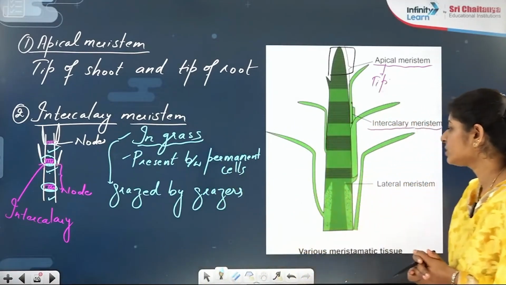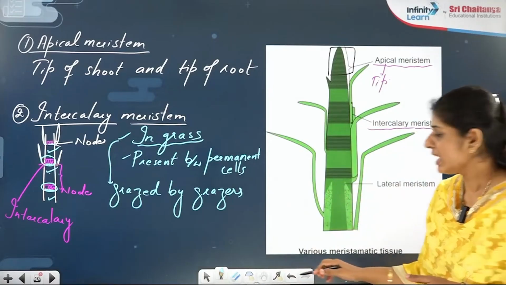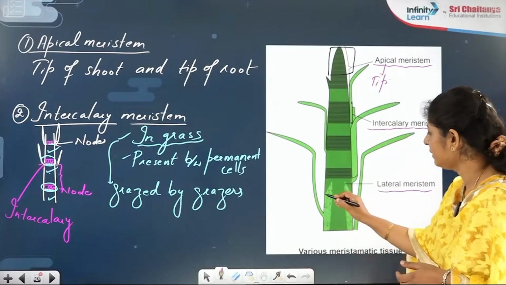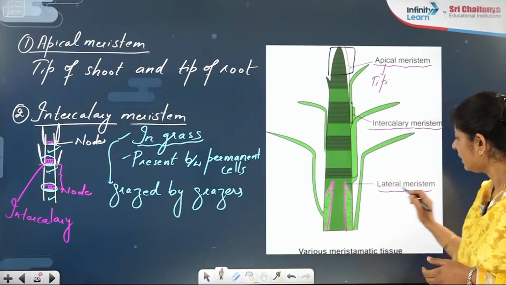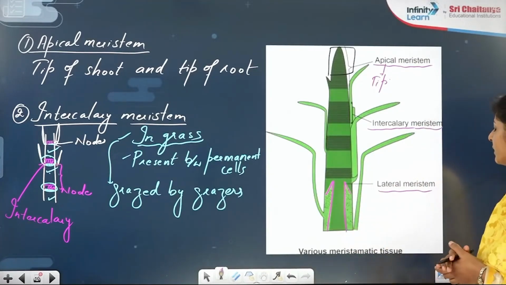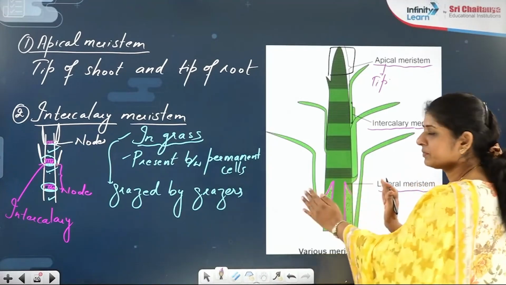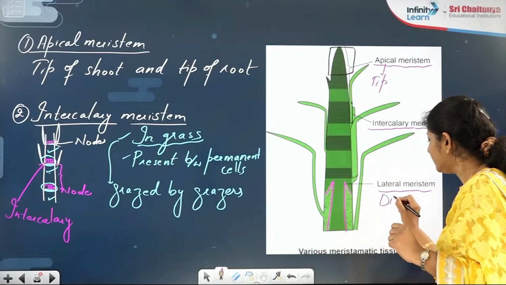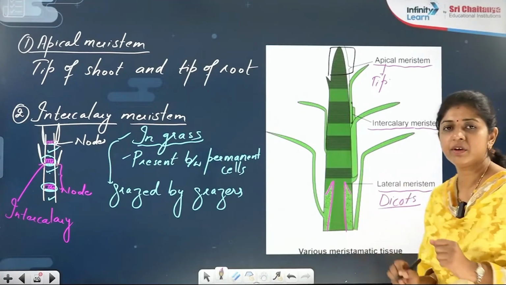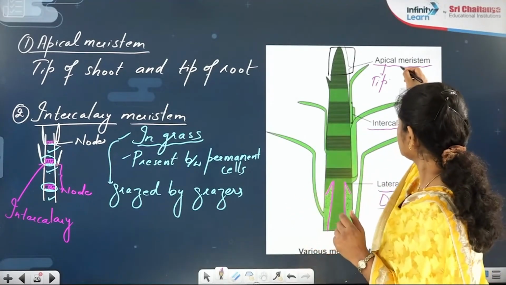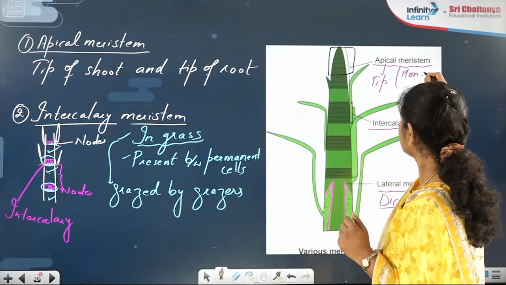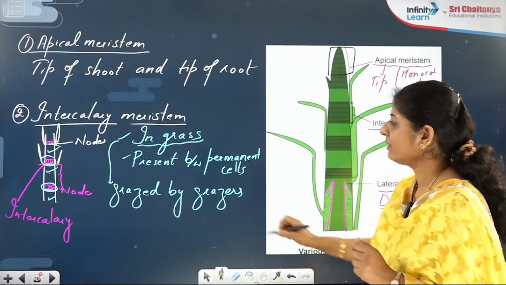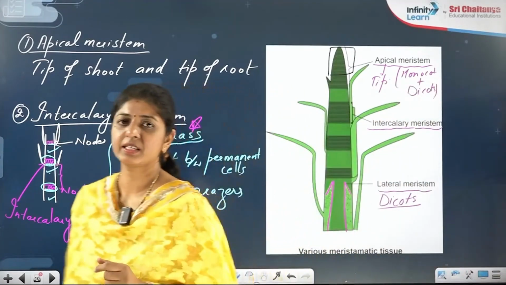Now, third, we have to discuss the lateral meristem. As the name indicates, it is in a lateral position, like here, this one. This is a lateral meristem. Lateral meristem is present laterally. But in which case is it present? It is present in the case of dicots. Are you getting that? Whereas apical is present in both monocots as well as dicots. Intercalary I already mentioned, in the case of grasses.